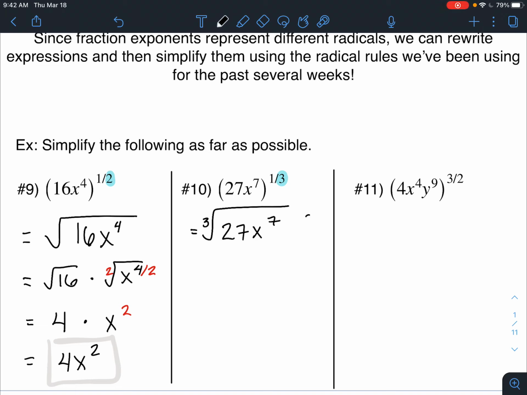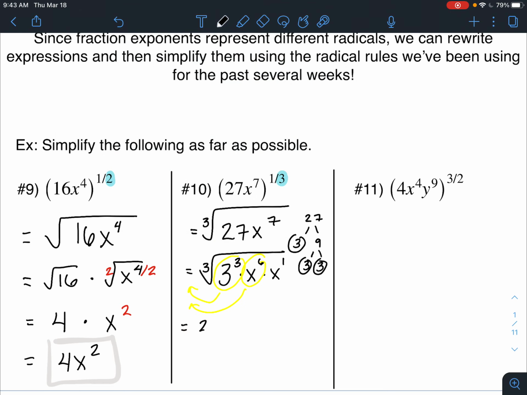If I quickly go off to the side here, 27 is equal to 3 times 9, and 9 is 3 times 3. So I can rewrite 27 as 3 cubed, and I'm going to rewrite x to the 7th as x to the 6th and x to the 1st. Because I have an index of 3, I want to be able to divide the exponents by 3. So now anything with an exponent that's divisible by 3 can come to the outside.